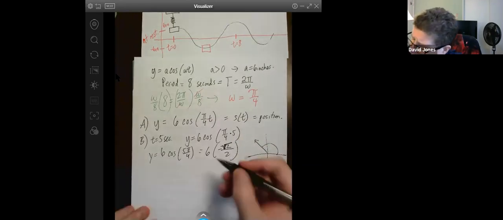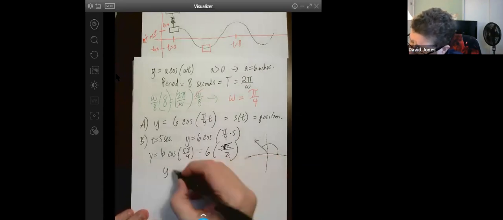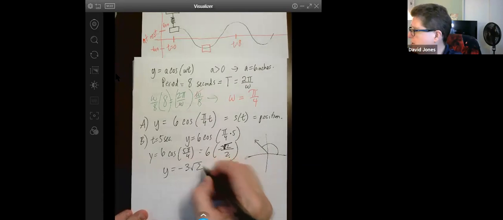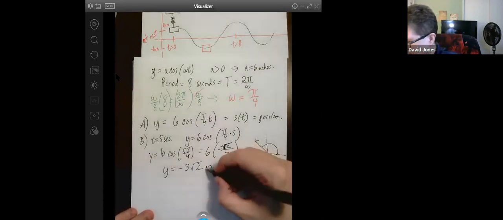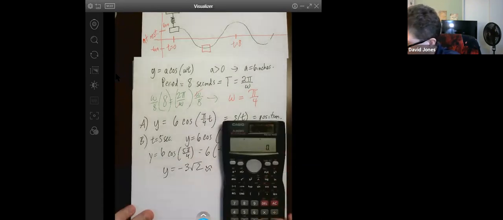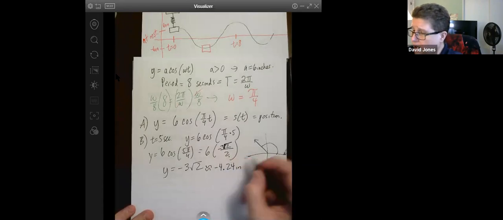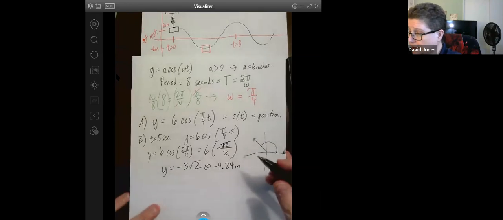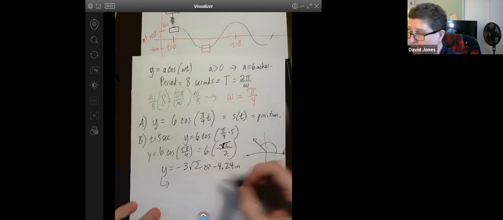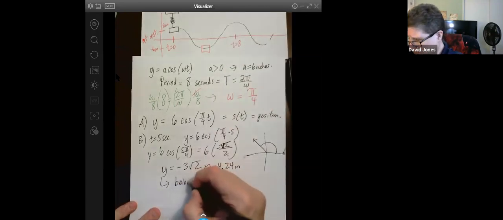And we multiply that out. 6 cancels a little bit with the 2 on bottom. Y equals -3 root 2. And that's not really all that helpful because everything else was in inches. So we'll throw that in the calculator. 3 times the square root of 2 is approximately -4.24 inches, which means negative means below the base or the at rest. It's below the resting point.